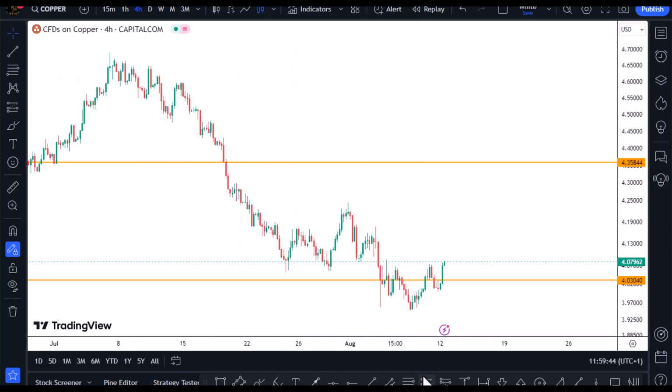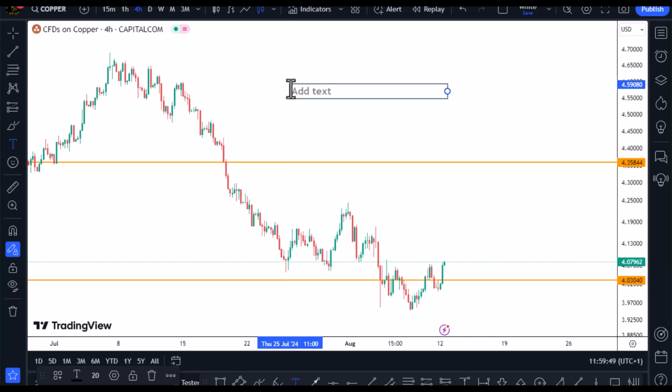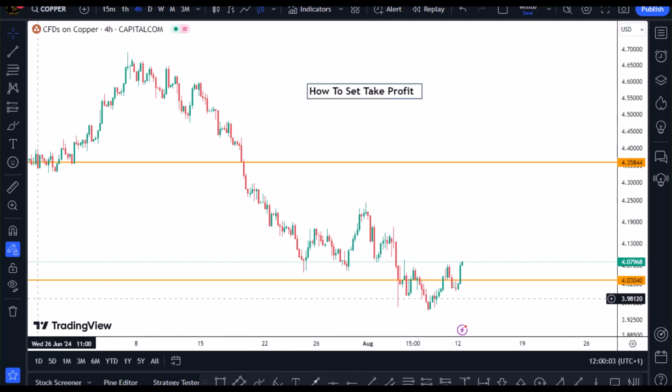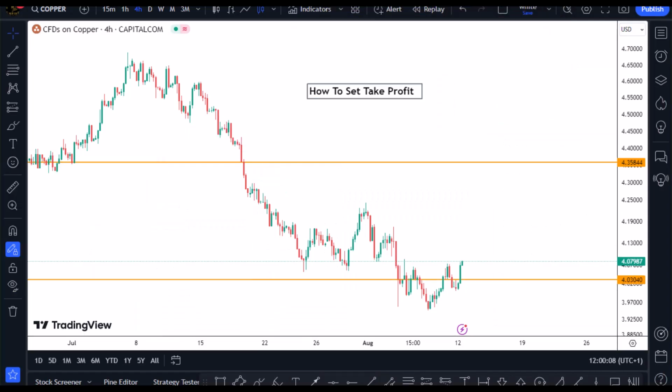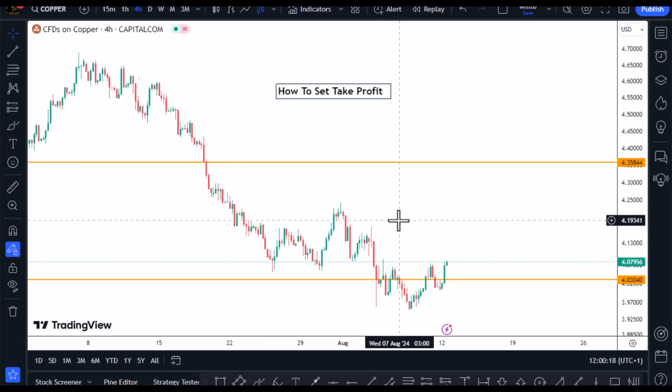So first thing right here is how to set take profit. As a trader, if you have an effective trading strategy, you need to know how to set your take profit, because if you do not know how to set your take profit, this can affect your result in the market. Because if you make profit in the market and you don't know when to get out or when to take your profit or when to defend your profit, this can affect your trade.